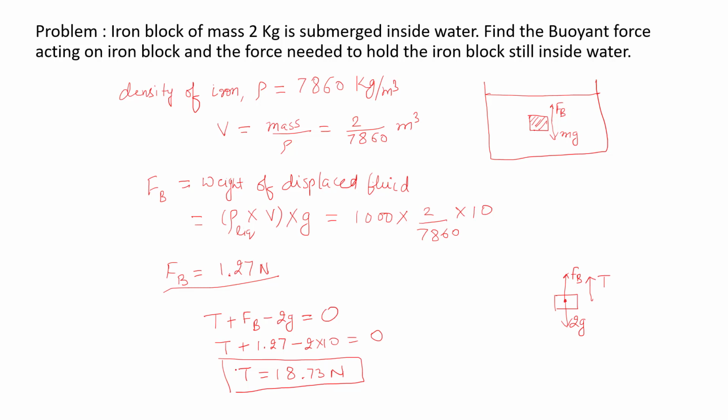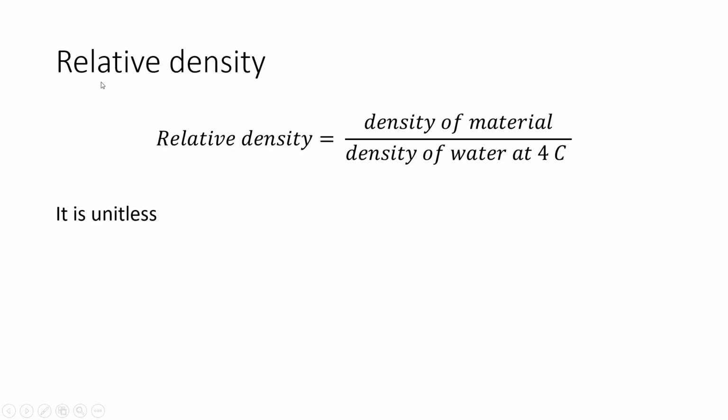Okay students, now let's move on to the next slide. Now we are going to discuss relative density in this slide. Relative density is the ratio of density of the material to the density of water at 4 degrees Celsius. The density of water at 4 degrees Celsius is equal to 1000 kilogram per meter cube. So the relative density of a material is equal to the ratio of density of the material to the density of water at 4 degrees Celsius.